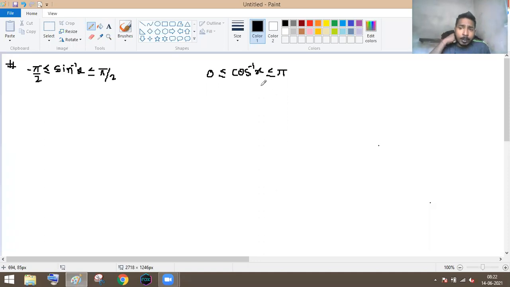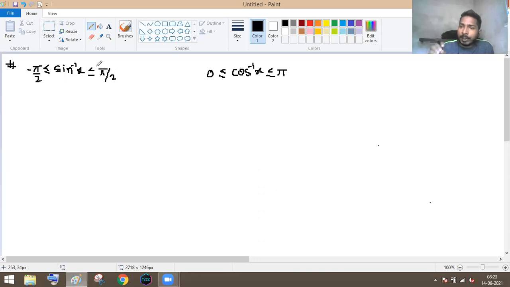This is called the principal interval, but it is not fixed. It will change, so according to the question, you have to select the principal interval. But if the interval is not given in the question, then for sine inverse x it will be from minus pi by 2 to pi by 2, and for cos inverse x it will be from 0 to pi. Most questions use this standard principal interval. Understood?